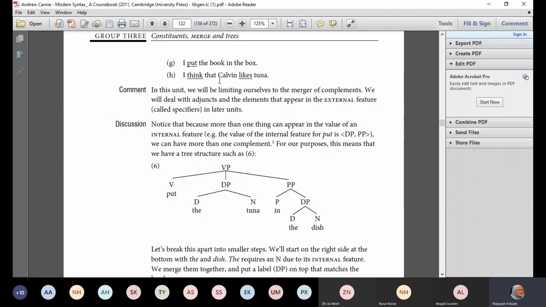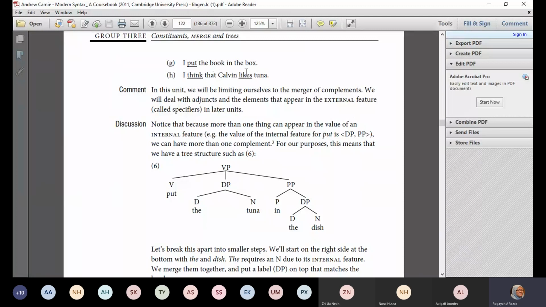So I think that Kelvin likes a tuna. So that Kelvin likes a tuna is a complement phrase. A complement phrase which has the complement that, and then it has a whole sentence. So it's a that with a whole sentence. Okay, so you notice that if I say I think that, if I stop here, cannot. And if I say I think that Kelvin, full stop. Also not grammatical. I think that Kelvin likes, full stop. Also not grammatical.